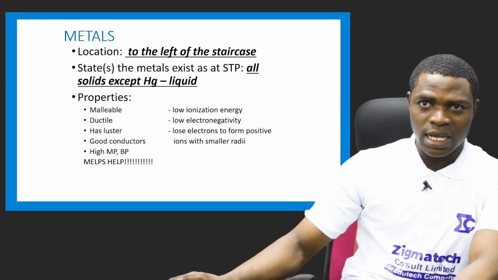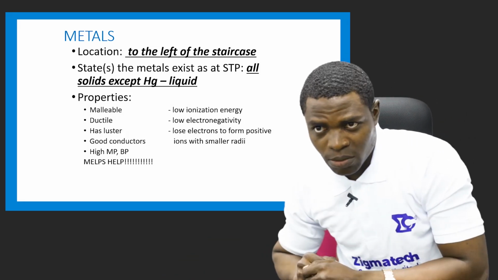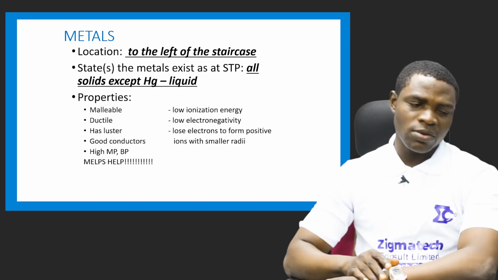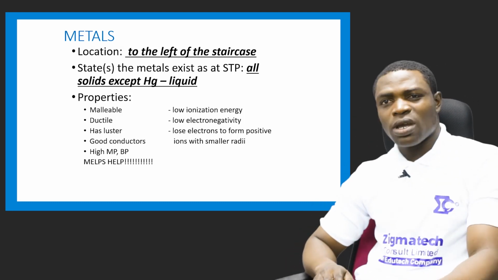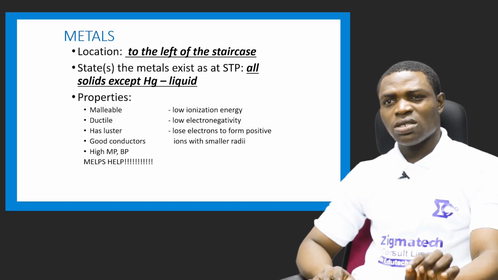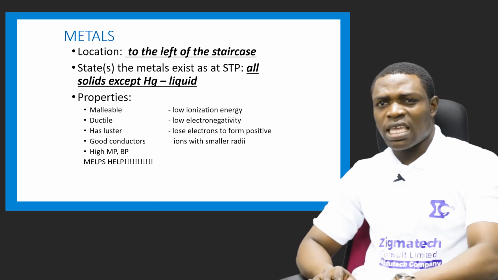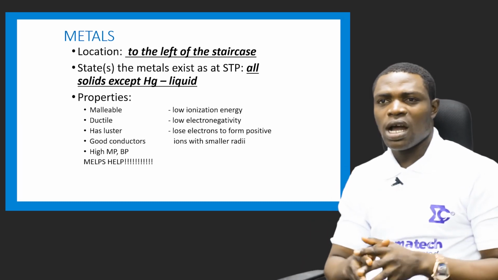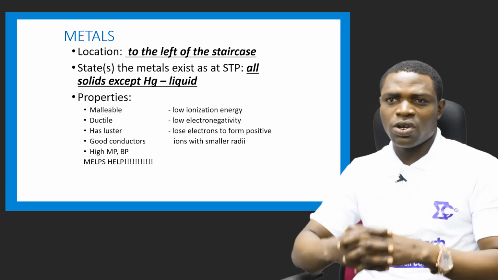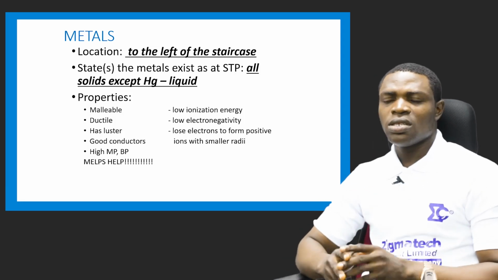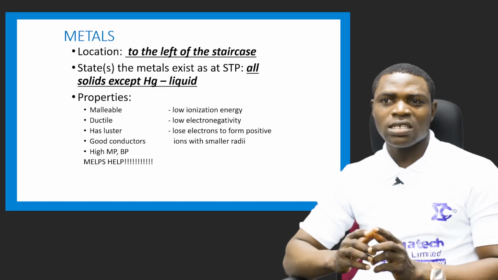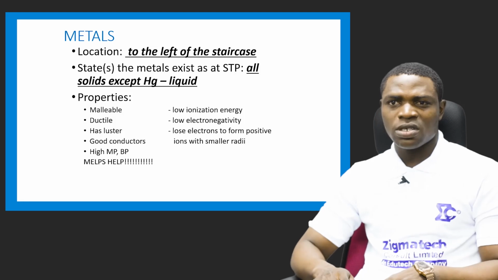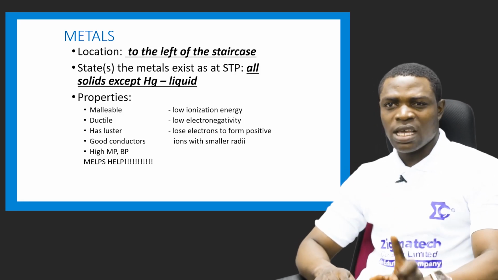Now, let's start with metals. If you understand your periodic table very well, you will understand that metals are located towards the left of the staircase. They are the first existing elements as they are arranged in the periodic table. And if you look at the state of metals at standard temperature and pressure, which we call STP, all are solid except mercury, which is a liquid.